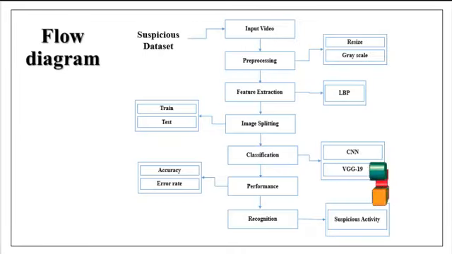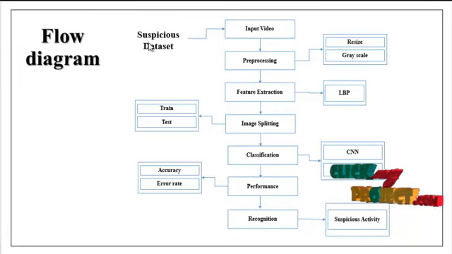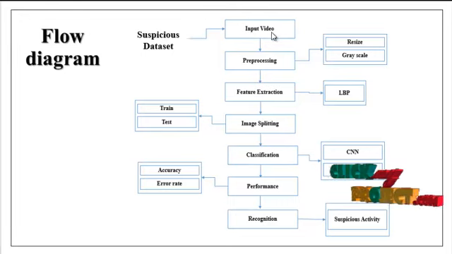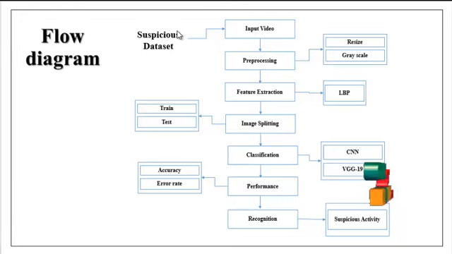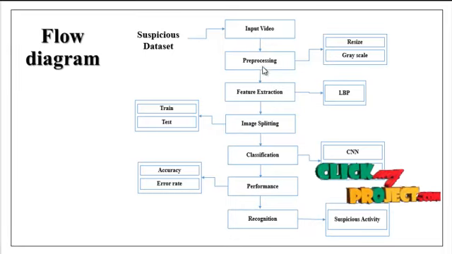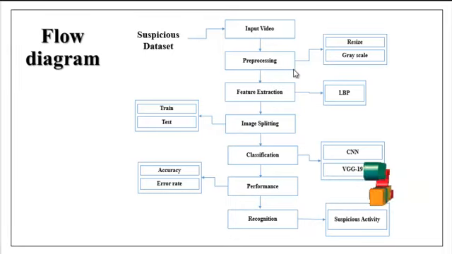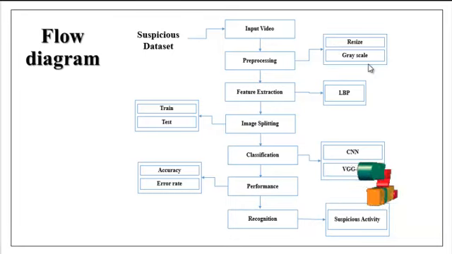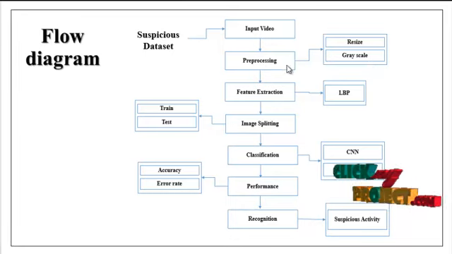This is the flow of our project. First, we take a suspicious video dataset as input and choose one input video from our dataset. Then the selected video is carried out to pre-processing. Here we convert the video into frames, then resize the frames and apply grayscale conversion. The pre-processed frames are carried out to feature extraction.